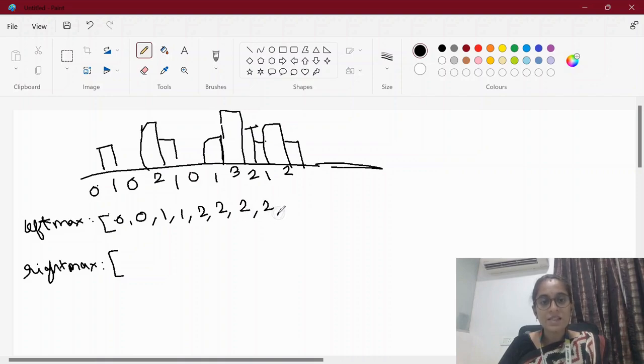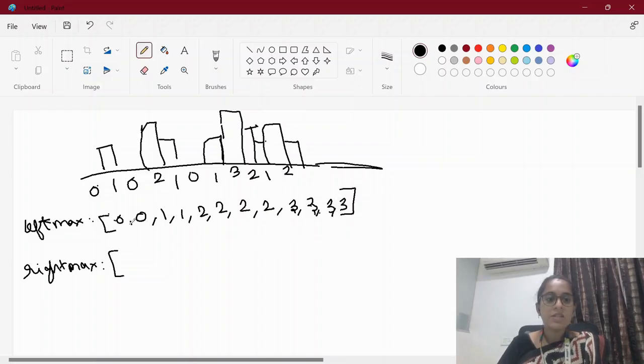Next the left maximum becomes 3, and it stays 3 for the remaining positions.